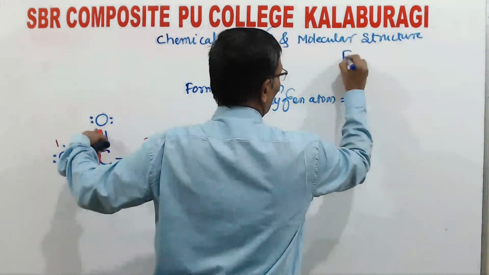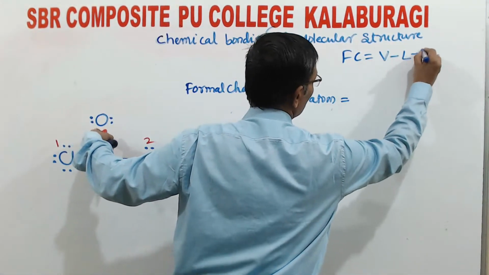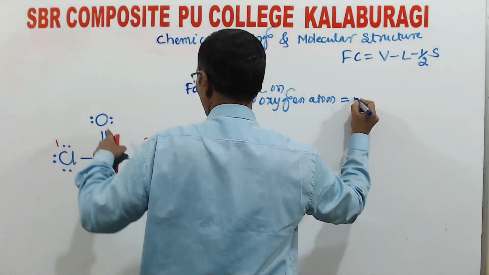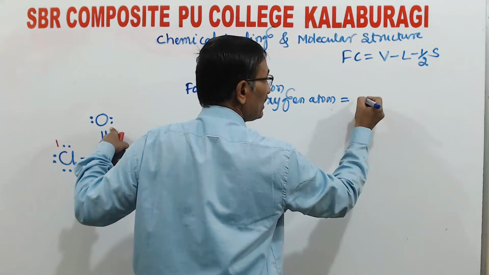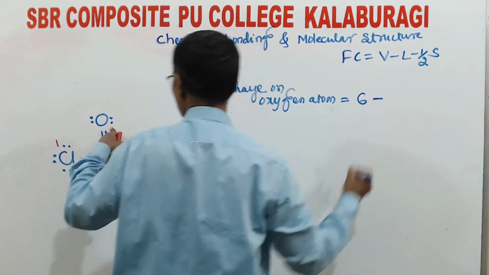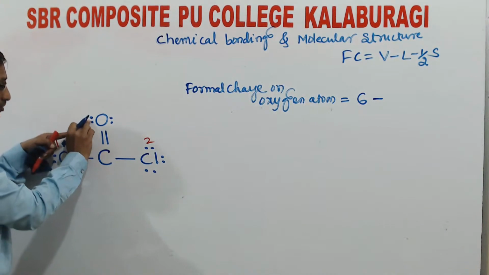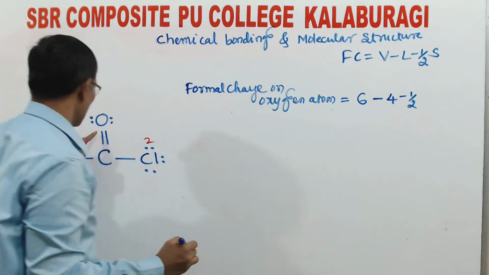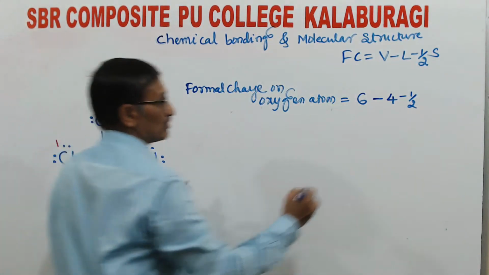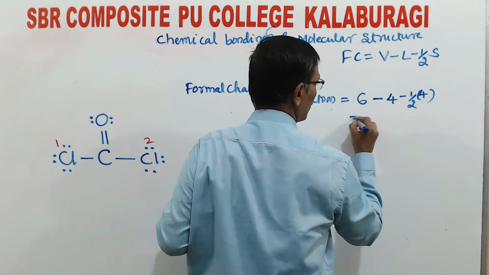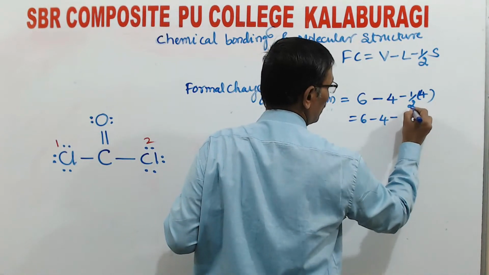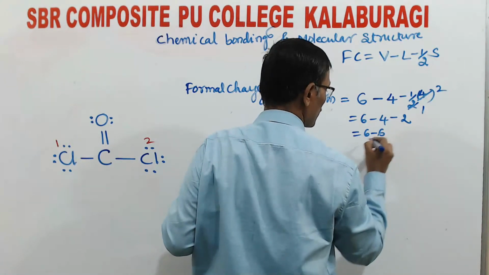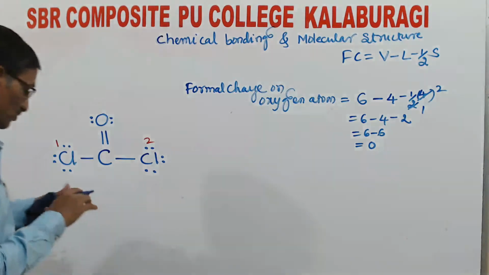Again, the formula: formal charge equals V minus L minus 1 by 2 into S. V is the valence shell electrons for the oxygen atom, which is 6. Minus, dear students, the lone pair of electrons: 1, 2, 3, 4, now 4. Minus 1 by 2 of the shared pair, the bonded pair, which is 4. 6 minus 4 minus, that is 2 ones are 2, 2 twos are 4. That is 6 minus 6, 0. What we came to know: 0.